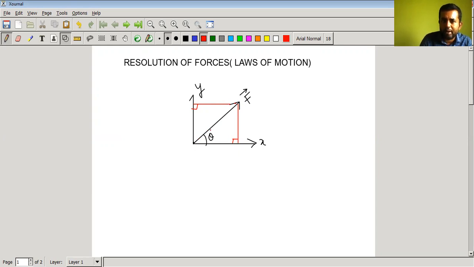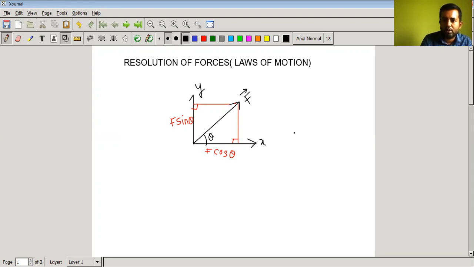So if you use the right angle triangle concept and the cos function, you are going to find this component will be F cos theta and this will be F sin theta. Okay, this is the basic. Now let us apply it in a simple case. Let us see whether we can apply this in a simple case.